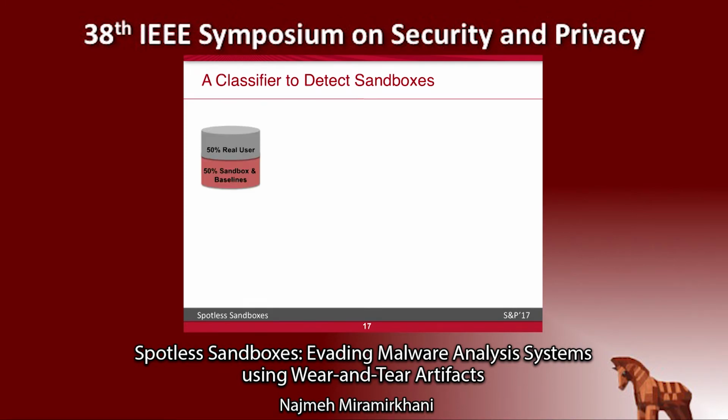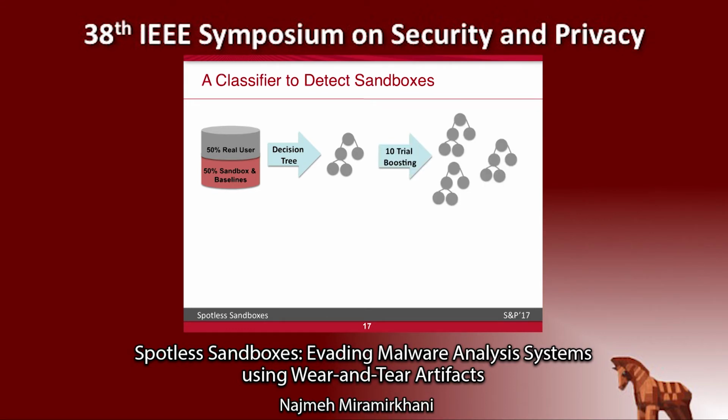Now we use all these features and put them together to see how well they can predict a sandbox. We train a decision tree model on a data set of real users, sandboxes, and baselines. We also apply a 10-trial adaptive boosting in order to increase the accuracy. We also change the cost matrix in favor of false positives, because this is what an attacker would prefer, since an attacker prefers to miss a real system rather than compromise the sandbox. To evaluate this model, we test it on an unseen data set of real users and sandboxes, and we come up with an accuracy of 92%, which is promising.